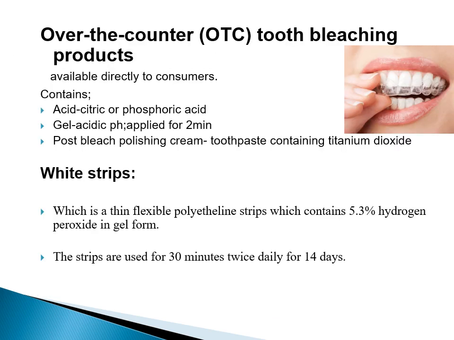OTC products are available directly to consumers, containing citric or phosphoric acid, with a gel of acidic pH applied for 2 minutes, followed by post-bleach polishing cream and toothpaste containing titanium dioxide. White strips. These are thin flexible polyethylene strips which contain 5.3% hydrogen peroxide in gel form. The strips are used for 30 minutes twice daily for 14 days.